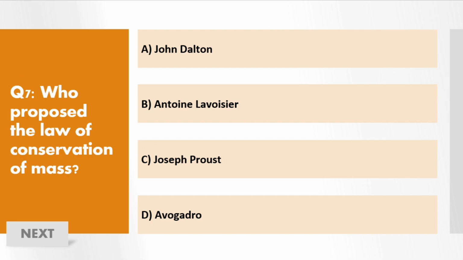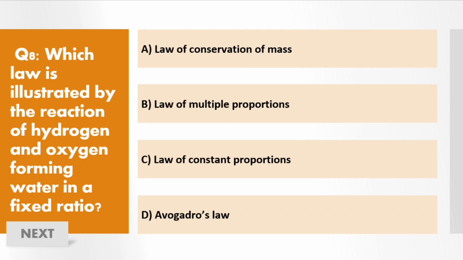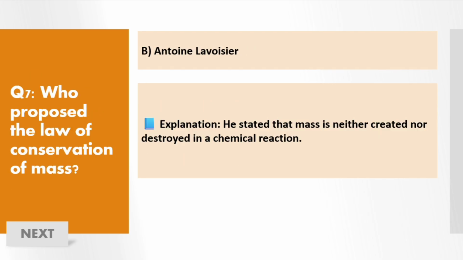Q7. Who proposed the law of conservation of mass? A. John Dalton, B. Antoine Lavoisier, C. Joseph Proust, D. Avogadro. Correct answer: B. Antoine Lavoisier. Explanation: He stated that mass is neither created nor destroyed in a chemical reaction.